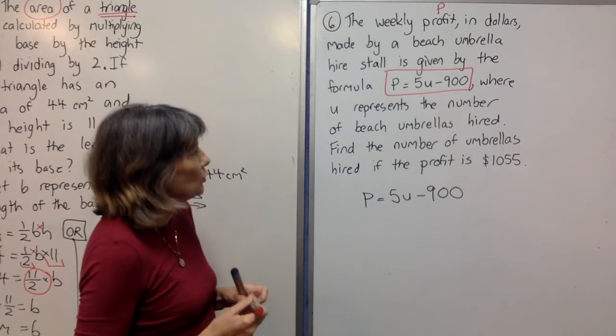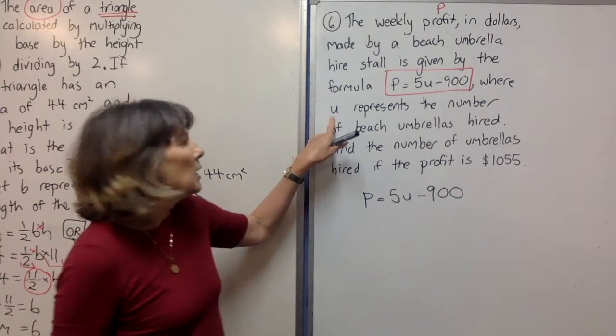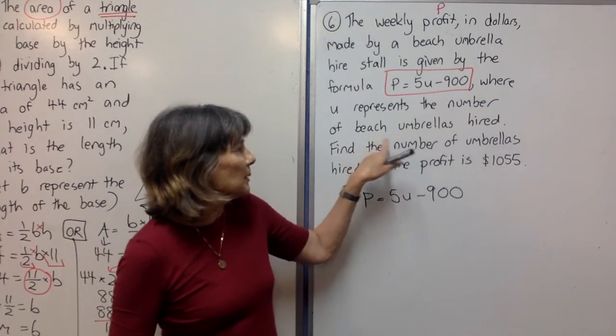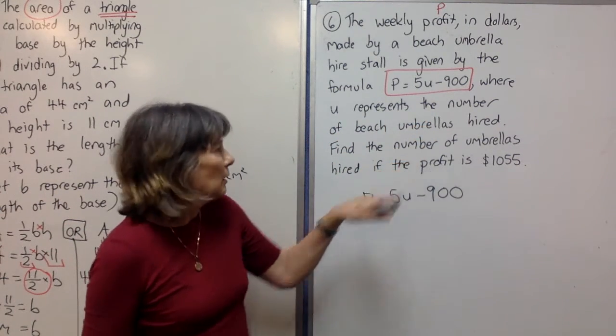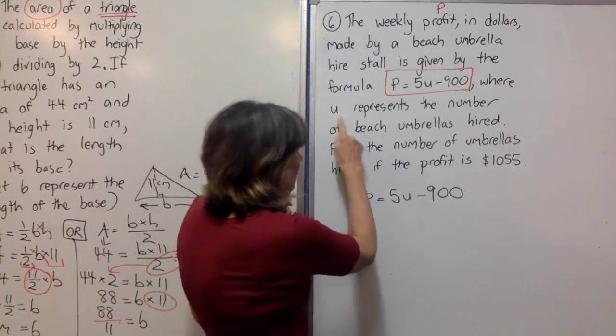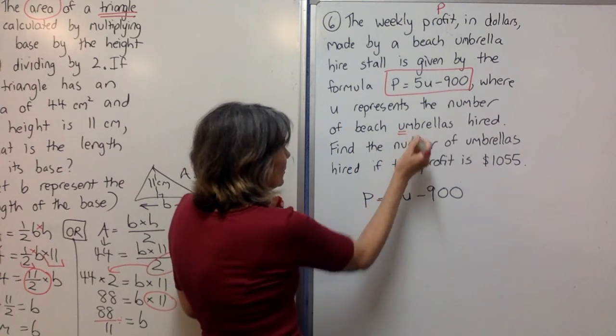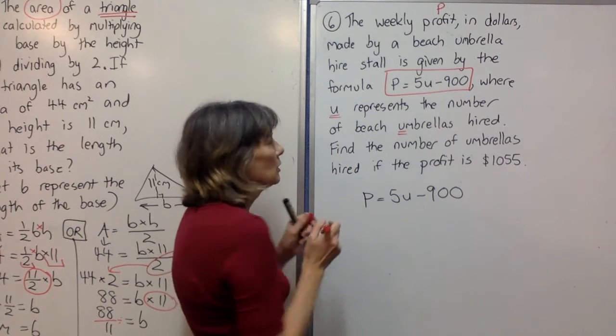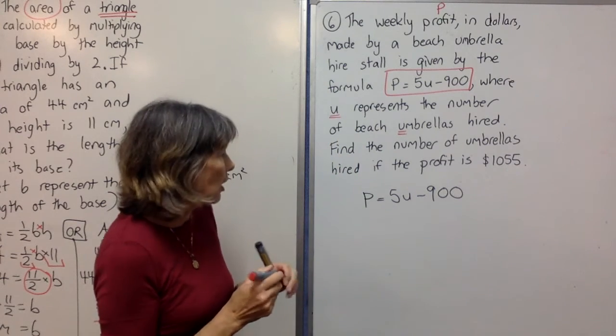And what's the U? Well, they told you what U is. U represents the number of beach umbrellas hired. Okay? So U, umbrellas, that's why they've used the letter U. U is the beach umbrellas that were hired.